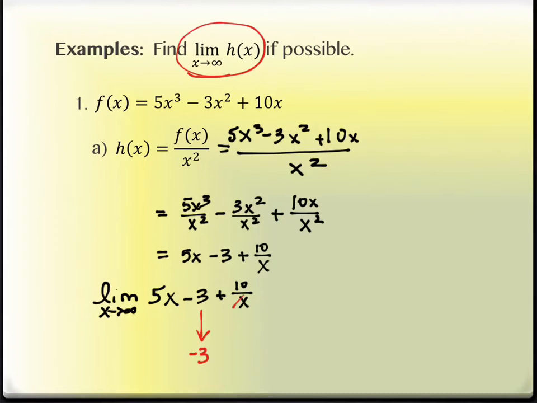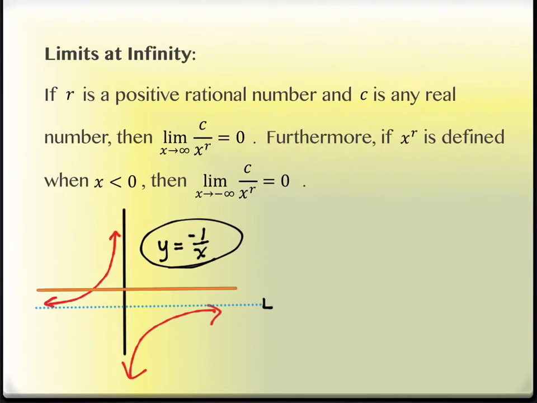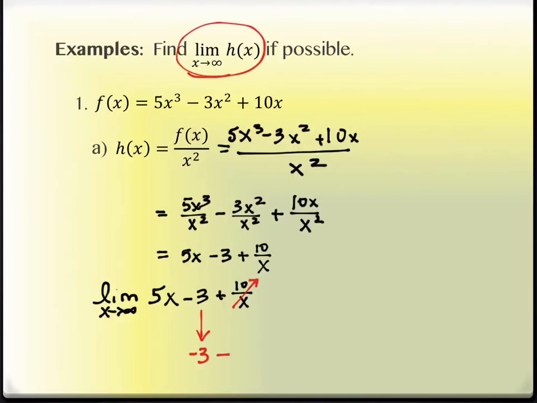This piece at the end, according to the last slide over here, what does it equal? Somebody said it. 0. That's right. It equals 0. Any constant over something that's approaching infinity, positive or negative infinity, equals 0. So this piece is 0.